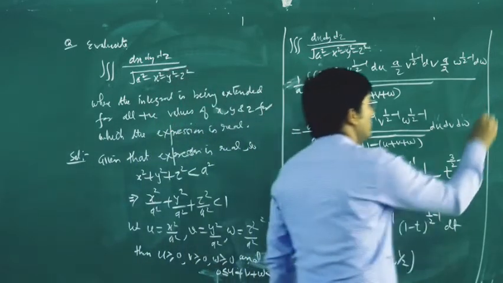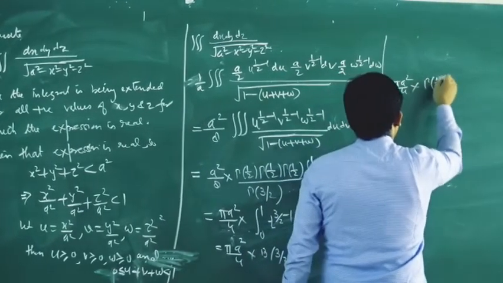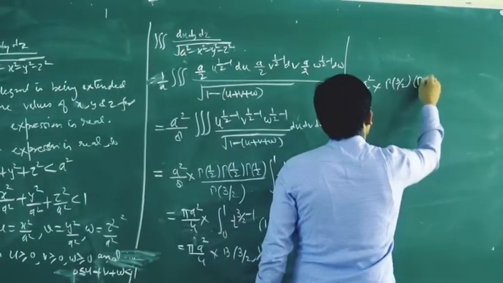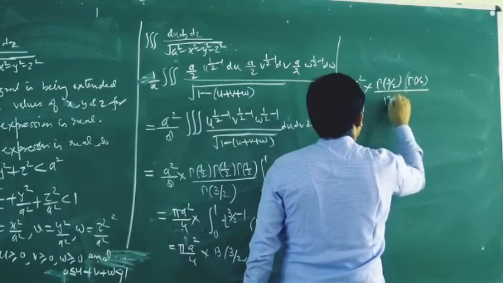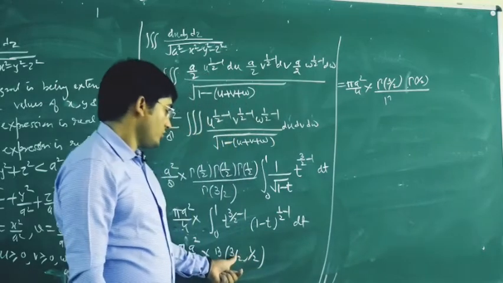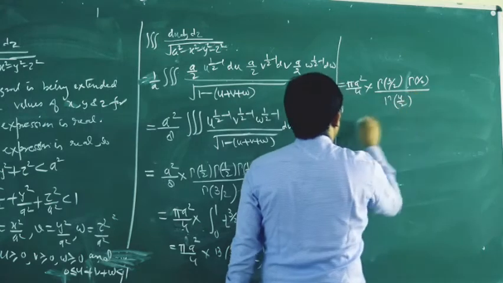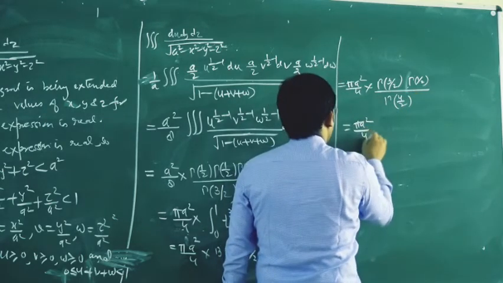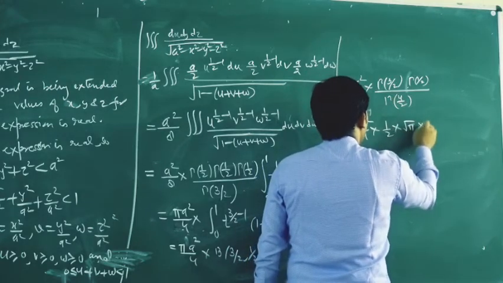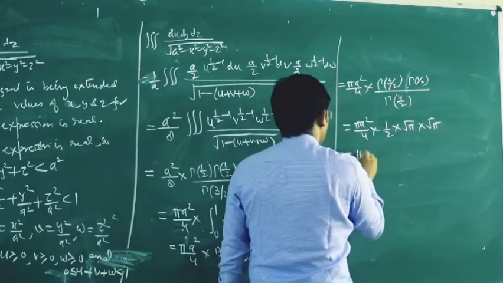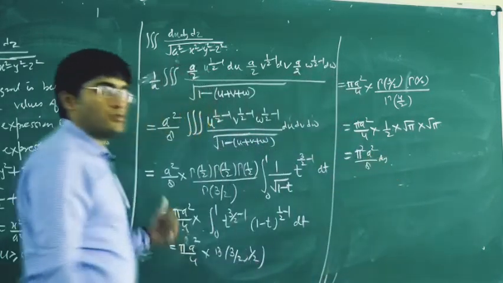and this is equal to pi a square upon 4 into gamma L into gamma m upon gamma L plus m. So this will be 3 by 2 plus 1 by 2, so 4 by 2. So this is gamma 2. So this is equal to pi a square by 4. Now gamma 3 by 2 can be written as half gamma half. Gamma half is root pi. So we have pi square a square upon 8. So this is your solution of this problem.